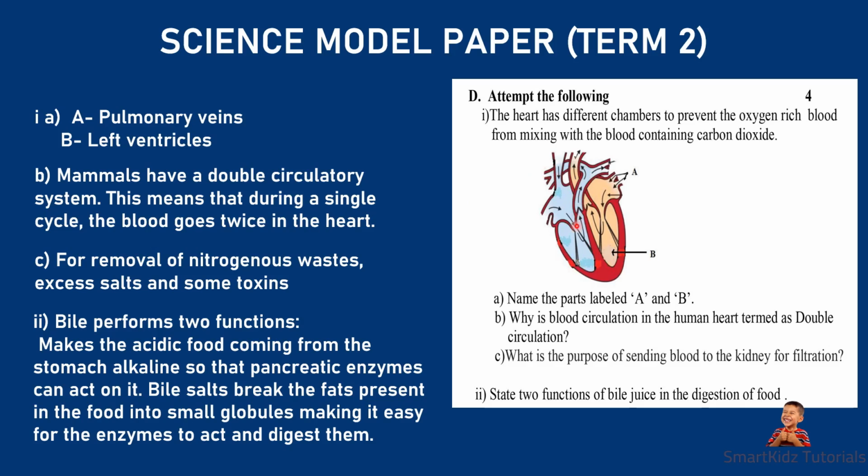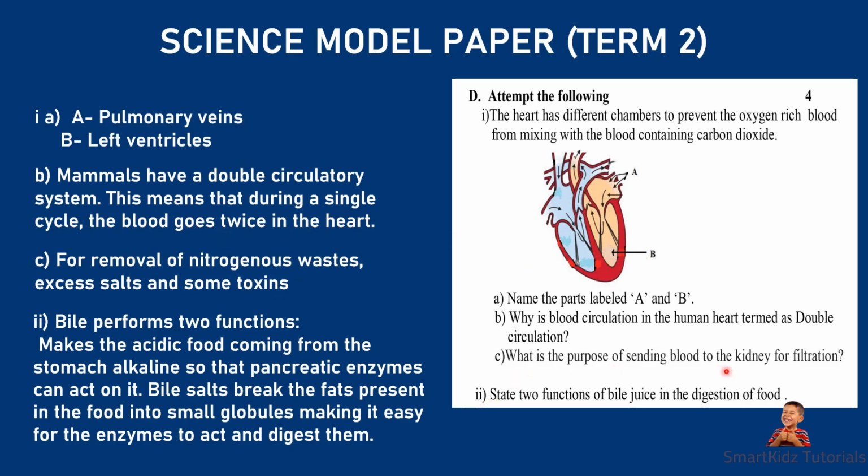Deoxygenated blood comes from different parts of the body into the heart and gets pumped to the lungs. The lungs purify it, and that same blood is now sent back into the heart to be supplied to the rest of the body. Because this same blood enters the heart twice, we say that the human heart is termed as double circulation. Humans have a double circulatory system. This means during a single cycle, the blood goes twice through the heart.